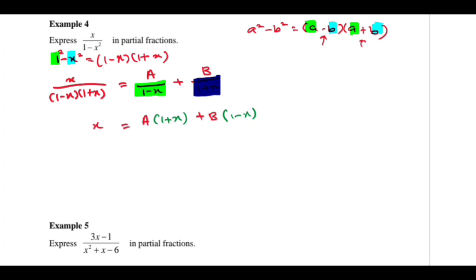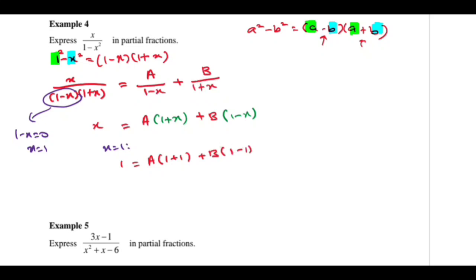Okay, from this step, I can simply choose the best choice of x value. So the first choice can be 1 minus x equal to 0, x equal to 1. So you can substitute x equal to 1 into your workings. So this is just a times 1 plus 1, plus b times 1 minus 1. Make sure only one constant term is left. So 1 minus 1 is 0, and you're left with 1 plus 1. So this is just 2a equal to 1, so a is equal to 1 over 2.